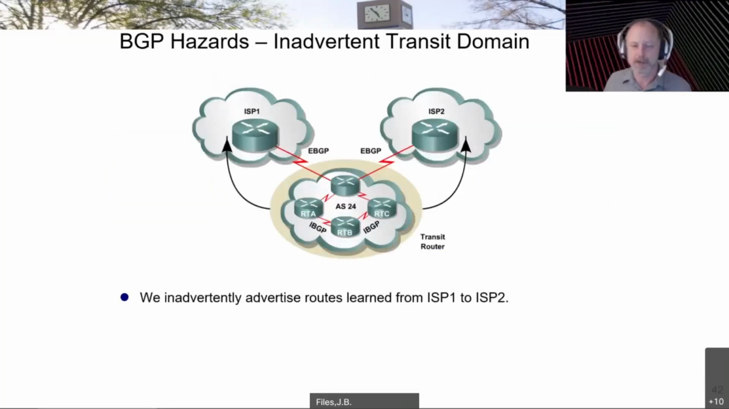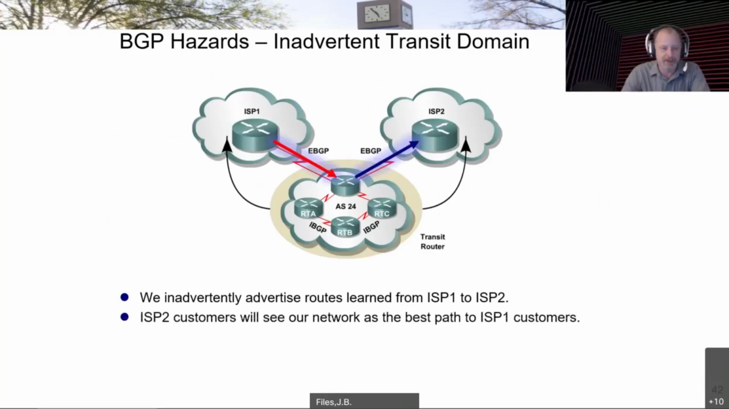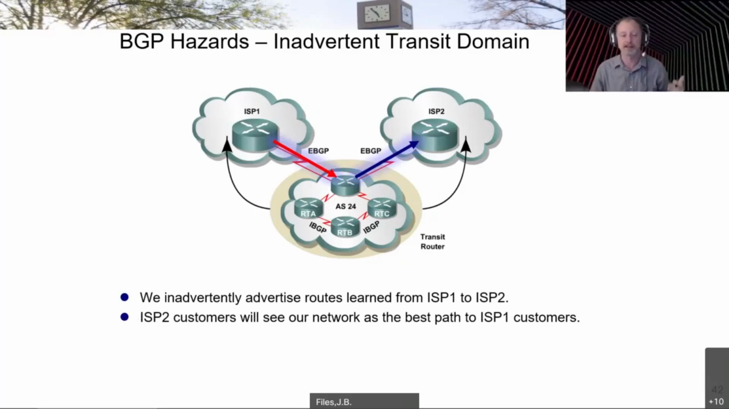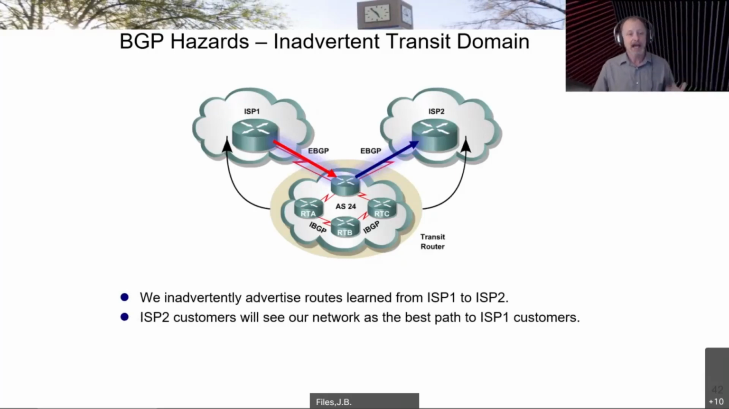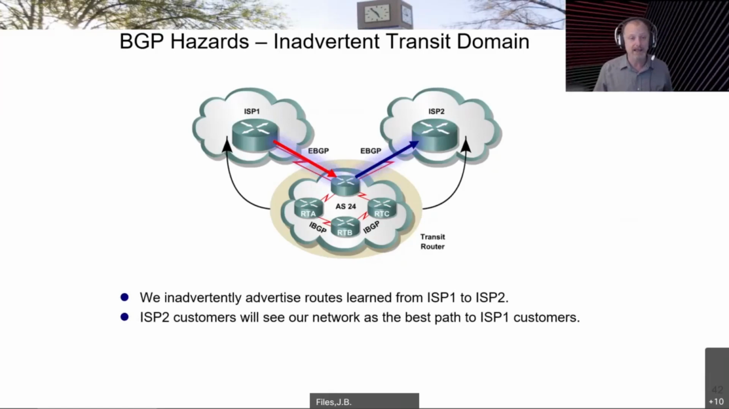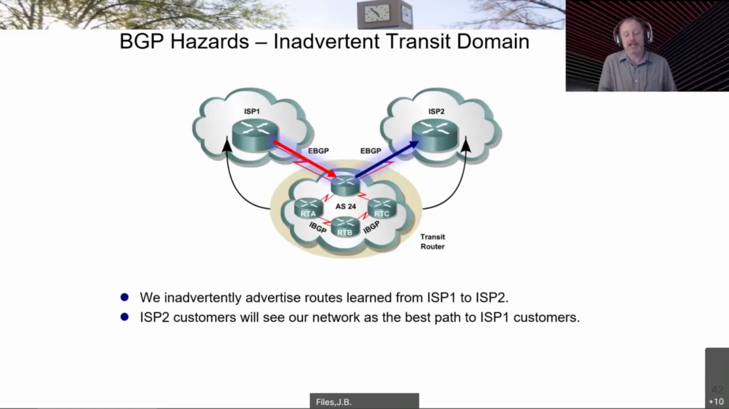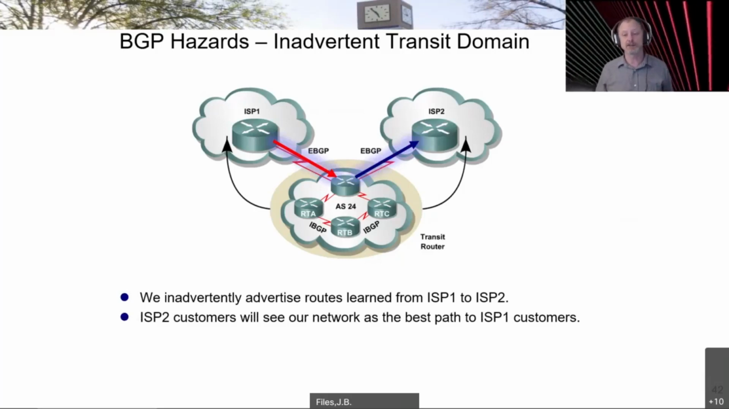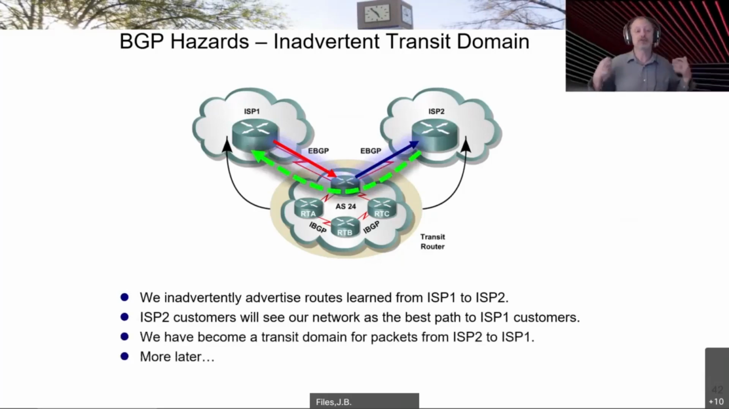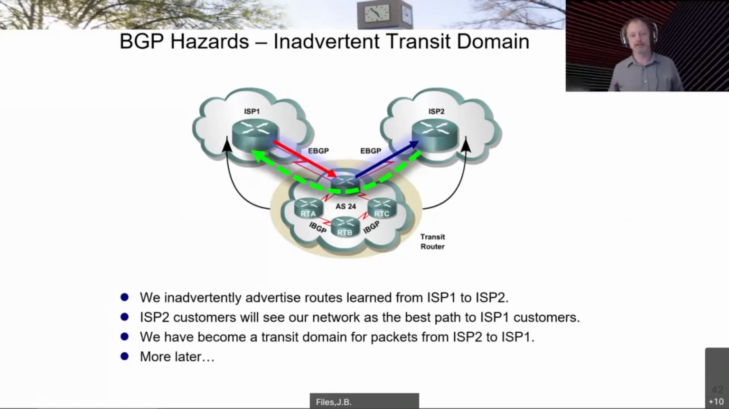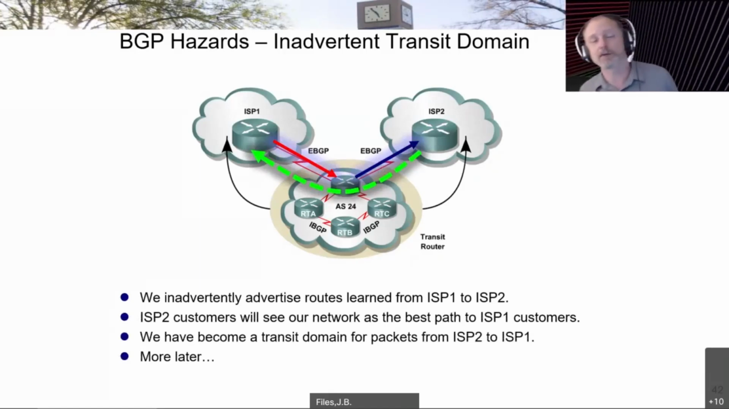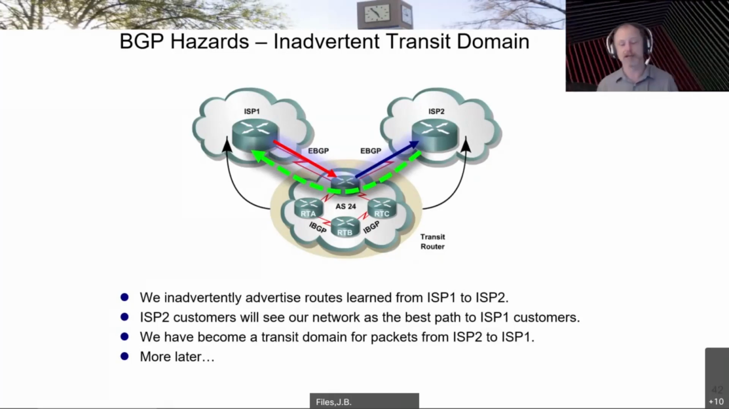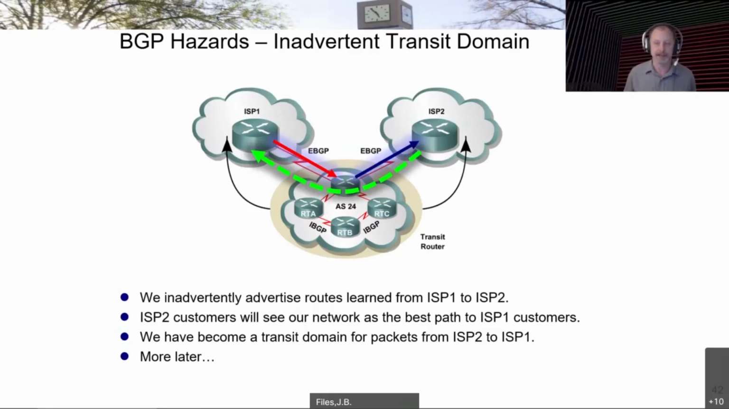So let's say we inadvertently advertise ISP1 routes to ISP2. We're not doing any AS path prepending or anything like that. That's a total accident. ISP2 customers on the right will see our network, potentially, as the best path to ISP1 customers. That's going to make us a transit domain. Now, there are lots of ways we can prevent that. We will get into those when we get into the actual configuration and route filtering and things like that.